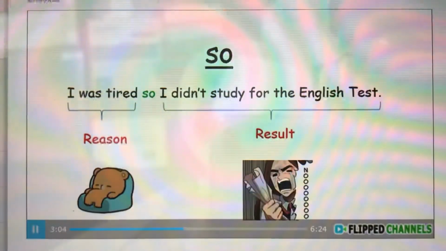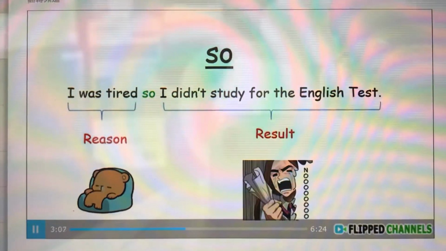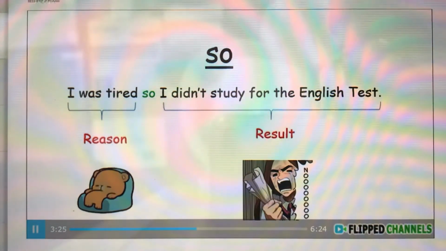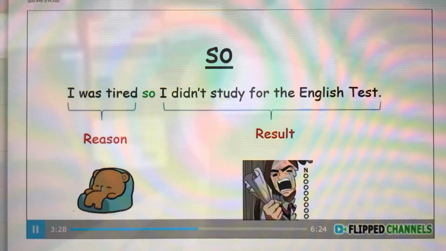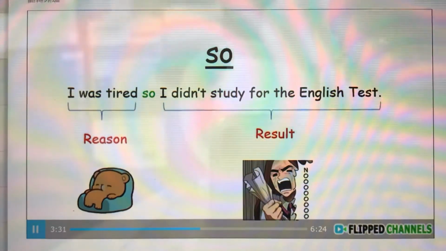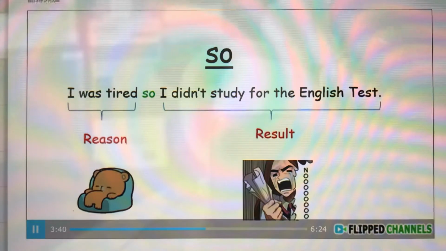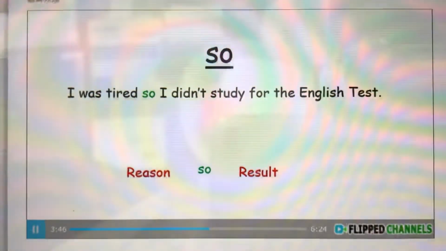Now, let's take a look at how to use the conjunction so in a sentence. Like the conjunction because, there is always a reason and a result. Except this time, the reason is placed before the result. The sentence reads, I was tired, so I didn't study for the English test. As you can see, the part I didn't study for the English test is still the result, and the part I was tired is still the reason. The only difference is we put the reason before the result.